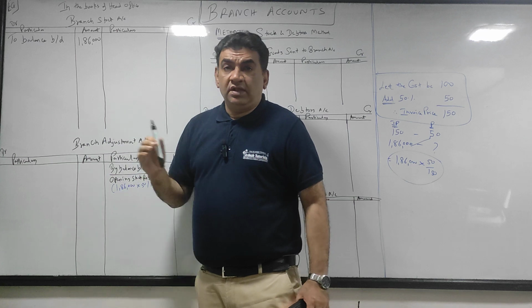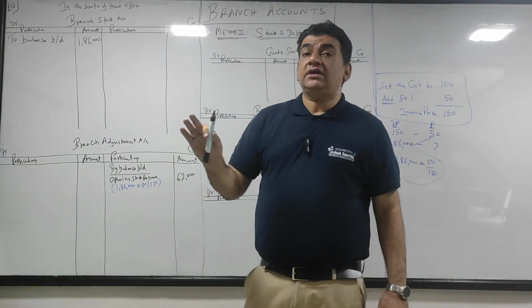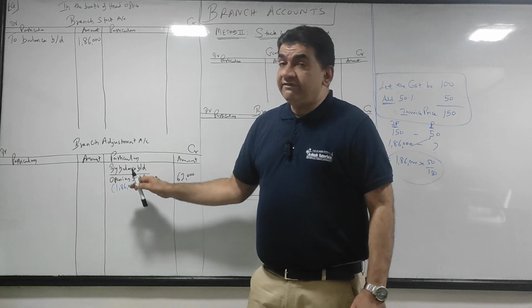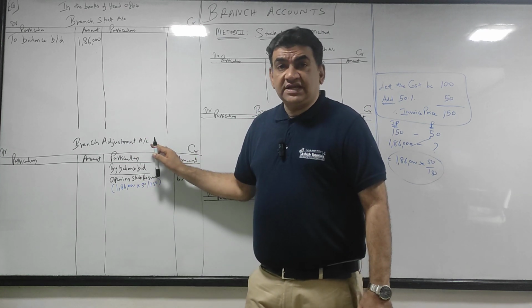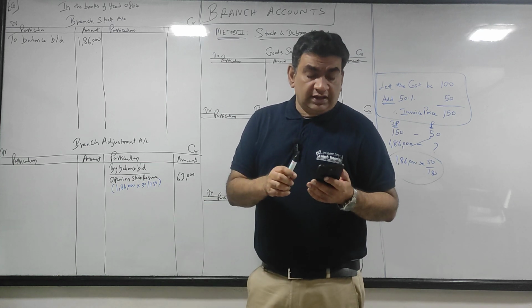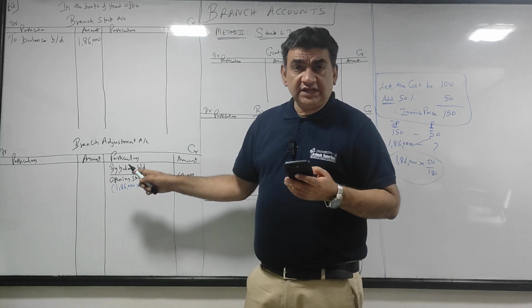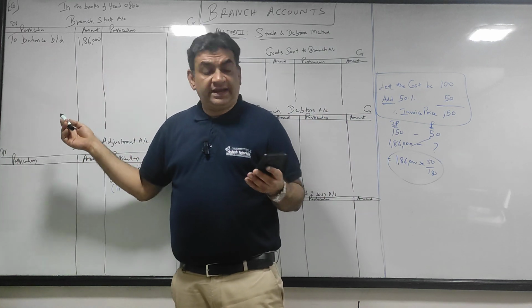Okay, I will repeat, branch adjustment account will be prepared only when the goods are sent at invoice price, and this is done to eliminate the profit. Clear? Hope this is clear. You can also write to opening stock, that is also fine.